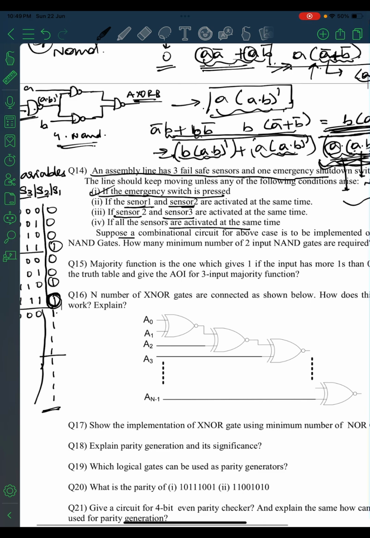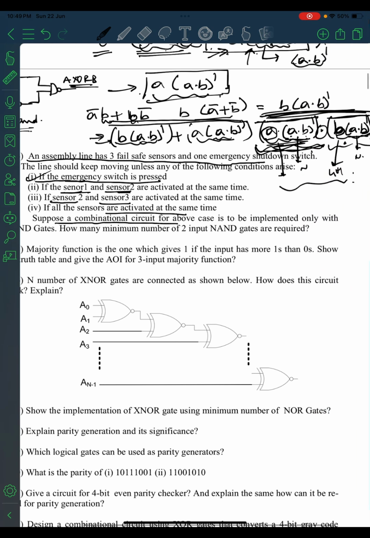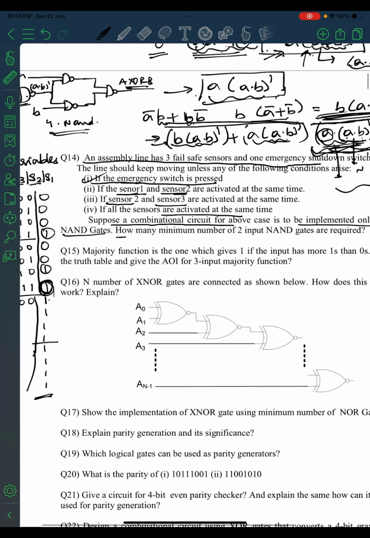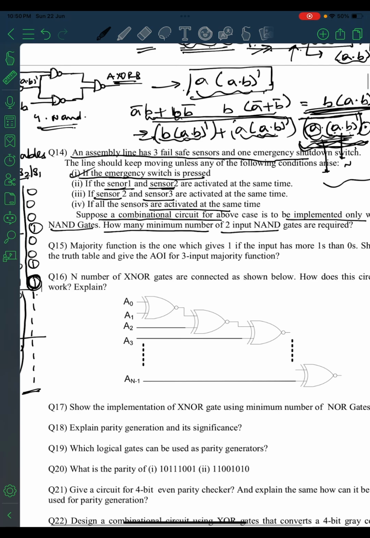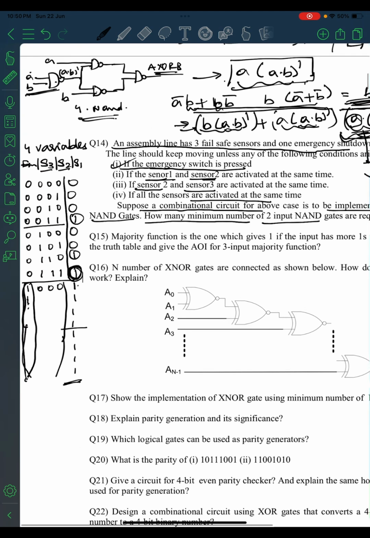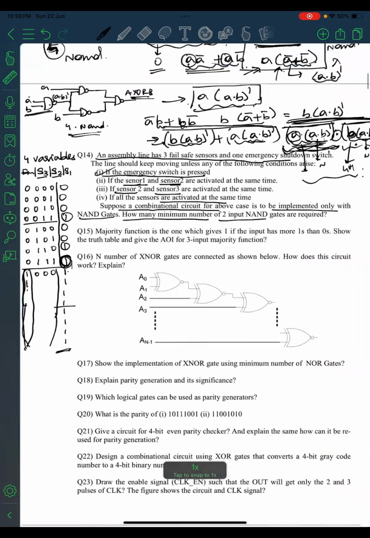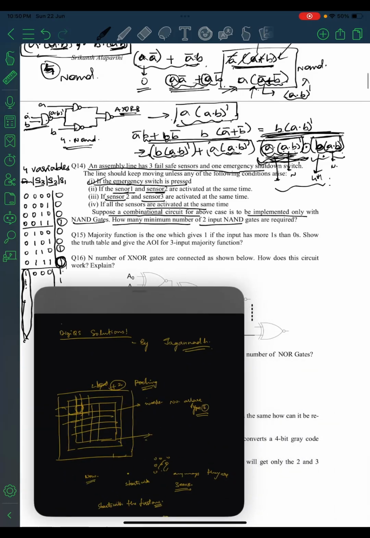So suppose a combinational circuit for the above case is to be implemented only with NAND gates. How many minimum number of 2 input NAND gates are required? So the K map will be coming as, I will be adding a note.